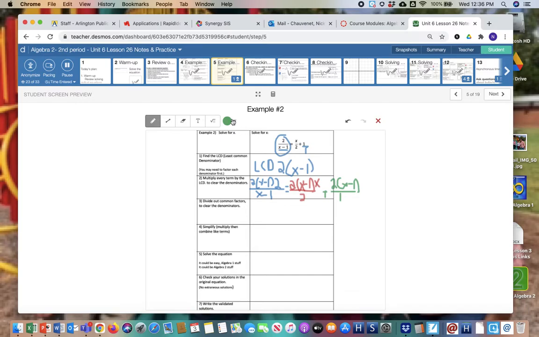So let's do that on each part. Okay, so we'll start over here on the part with blue. Well, the x minus 1s can cancel, right? So now you just have 2 times 2. Okay, well, that's just 4. All right, so now what?